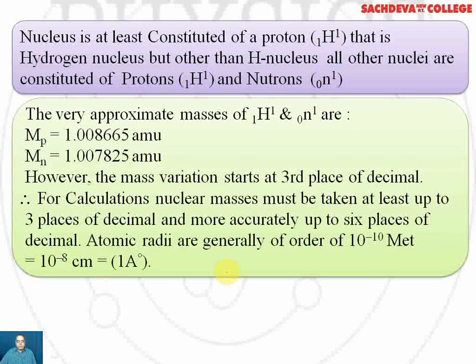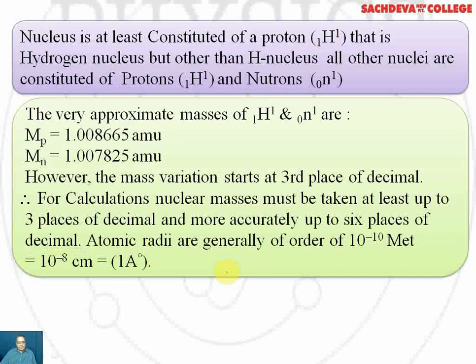The very important, very approximate masses of 1H1 and 0n1 are specified in AMU, that is 1.008665 and 1.007825. Both numbers are in atomic mass units. However, the mass variation starts at the third place of decimal. Therefore, for calculations, nuclear masses must be taken at least up to 3 places of decimal and more accurately up to 6 places of decimal.